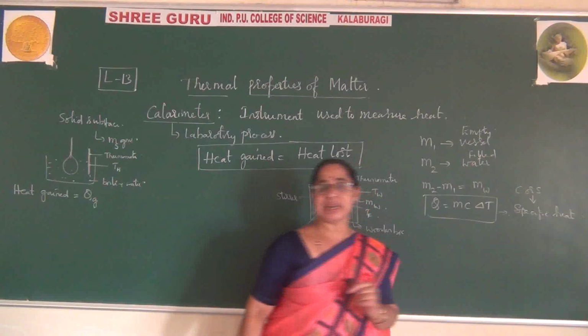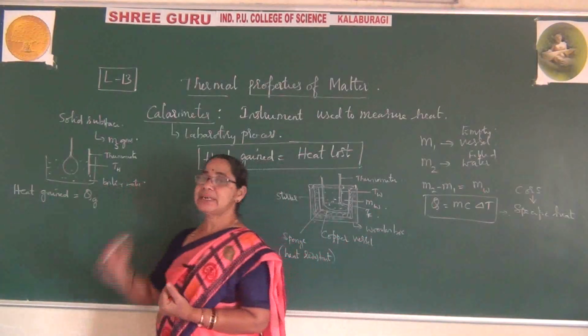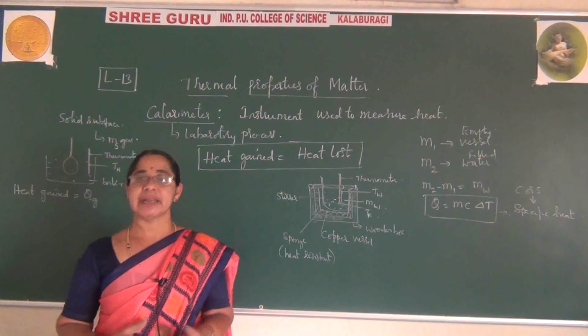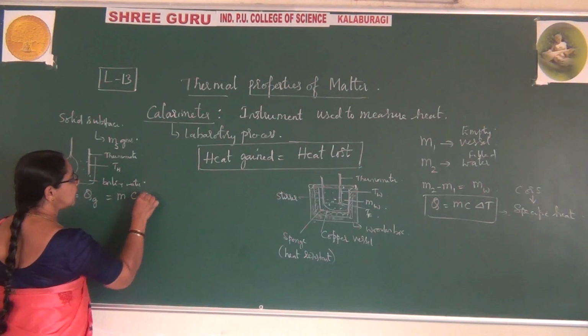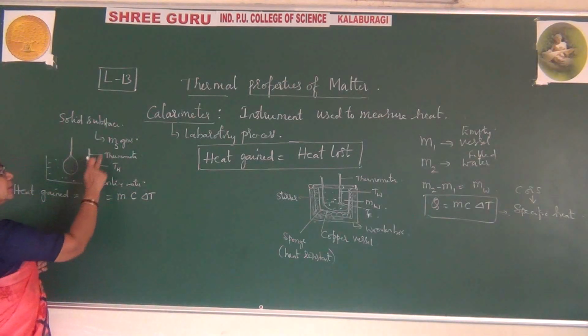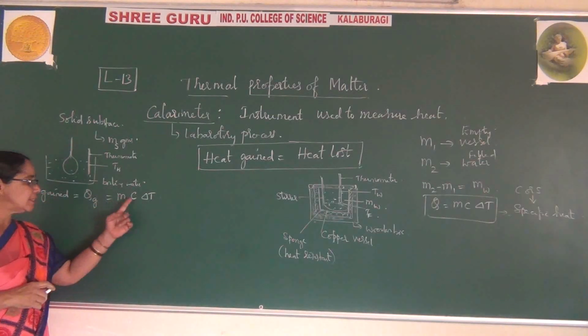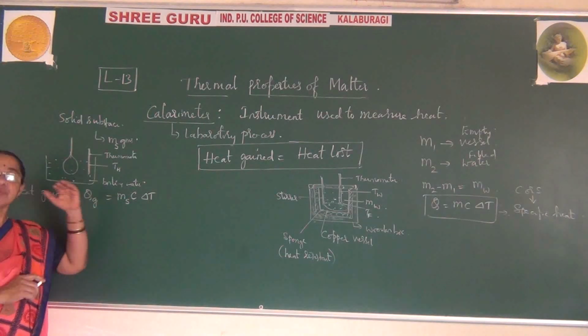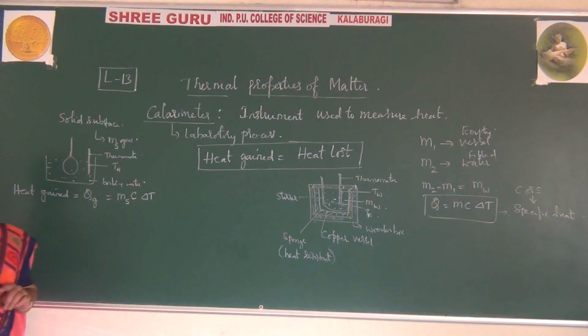So with the help of this, the quantity of heat supplied to the solid substance, because it has gained heat, is represented by Qg equal to mcΔT. What is this m? The mass of the solid substance. What is this c? Specific heat capacity of the solid substance. What is this ΔT? Rise in temperature. ΔT is called the rise in temperature.